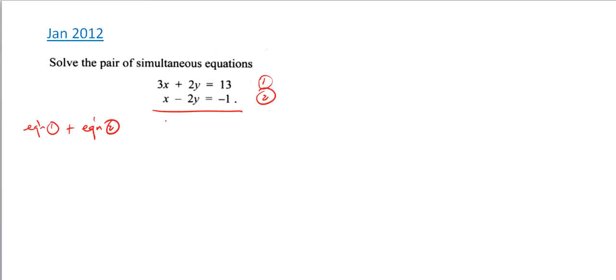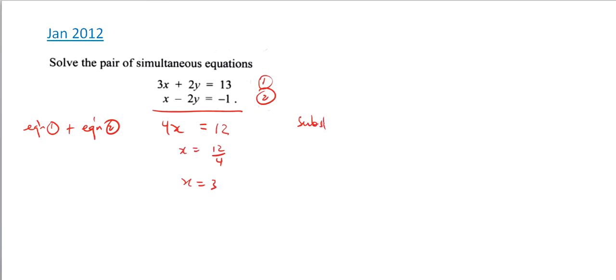Right? So 3x plus x gives me 4x. 2y plus minus 2y gives me 0. And 13 minus 1 gives me 12. So therefore x is equal to 12 over 4. Therefore x is equal to 3. Then you have to find y.